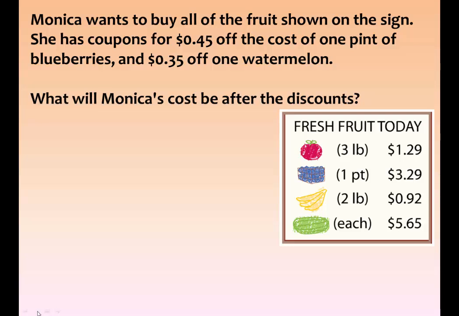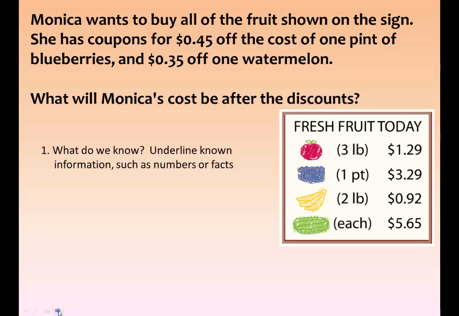It says Monica wants to buy all of the fruit shown on the sign. She has coupons for 45 cents off the cost of 1 pint of blueberries and 35 cents off 1 watermelon. Now, what will Monica's cost be after the discounts? So first things first, we want to figure out what we know. Whenever we are solving multiple step problems, the first step, and be sure to write these down in your math notebook, is to always figure out, what do we know? What did they give us? What information did they already tell us?